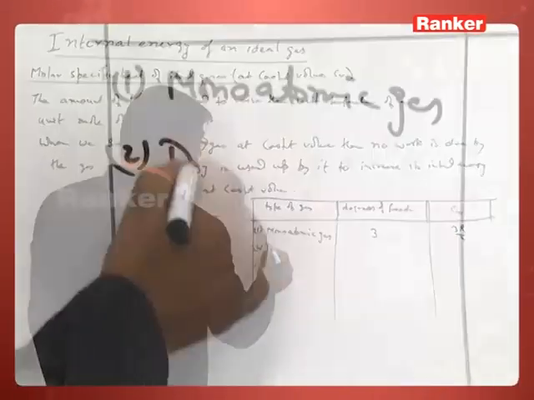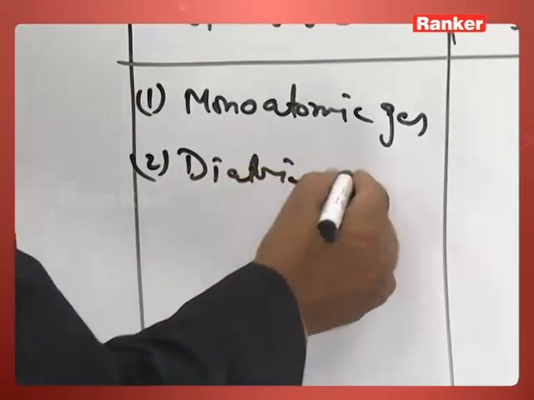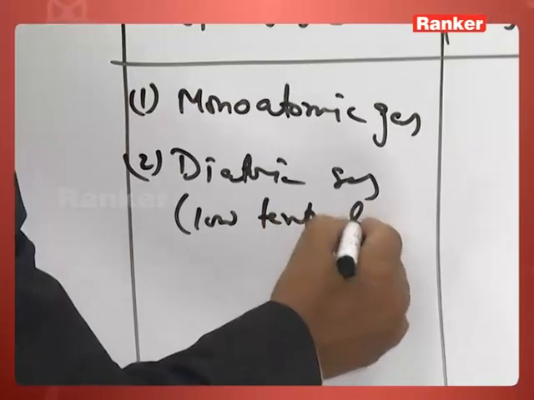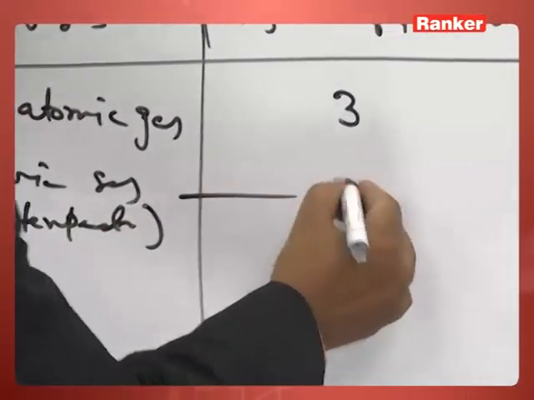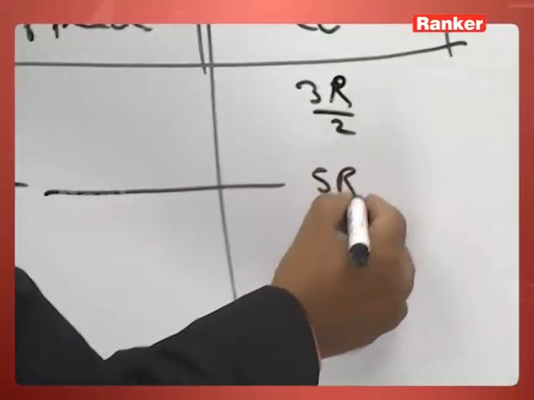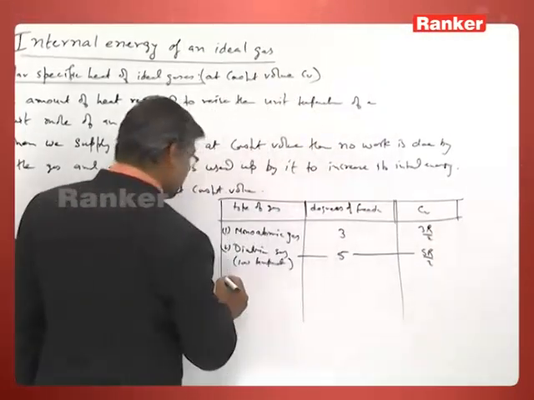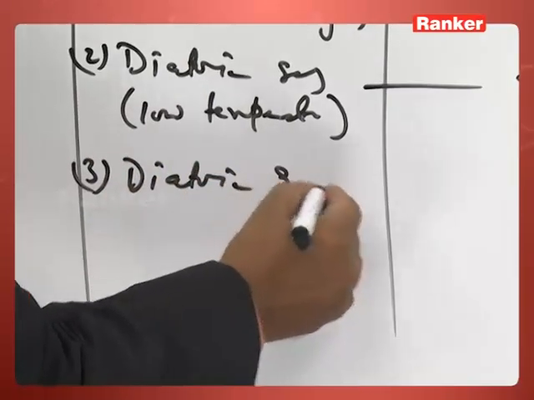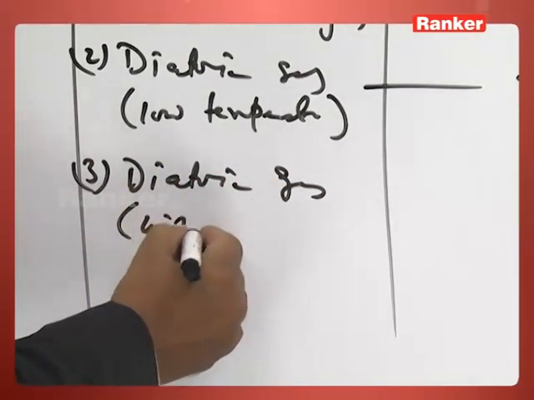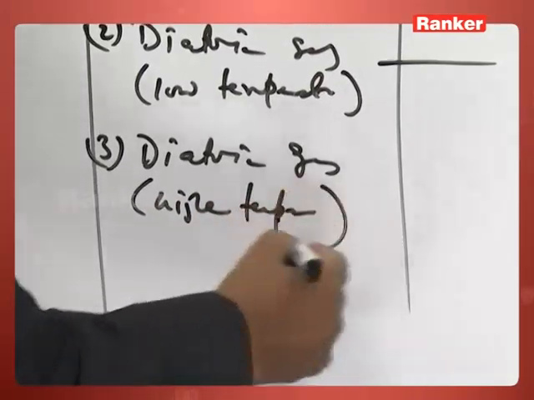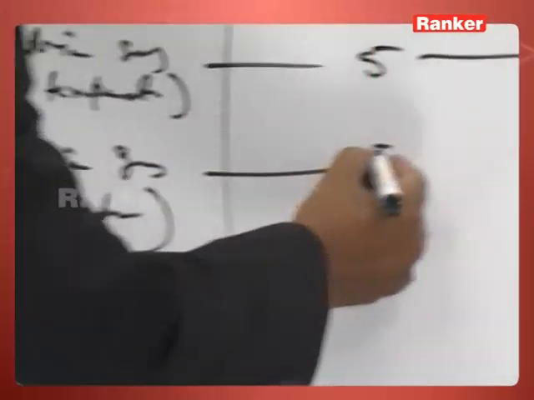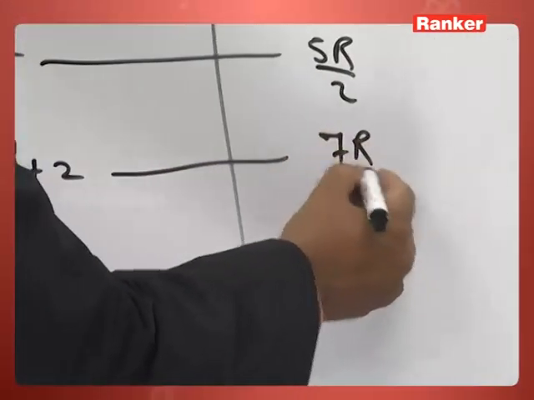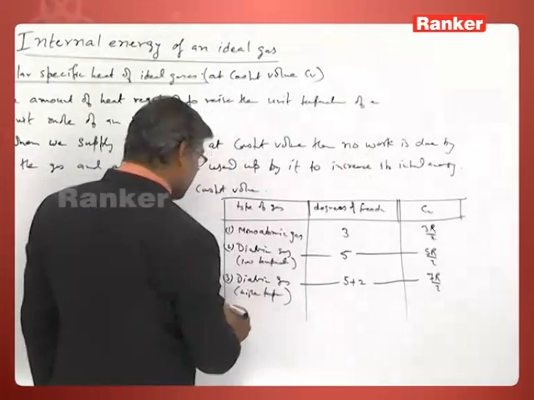Then the second one, diatomic gas at low temperature, that means no vibration. So, it has degrees of freedom 5. So, 5R by 2 will be its specific heat. Third, diatomic gas again at higher temperature, where we can take the vibration. So, 5 plus 2, that is 7, that is 7R by 2 is the specific heat at constant volume.